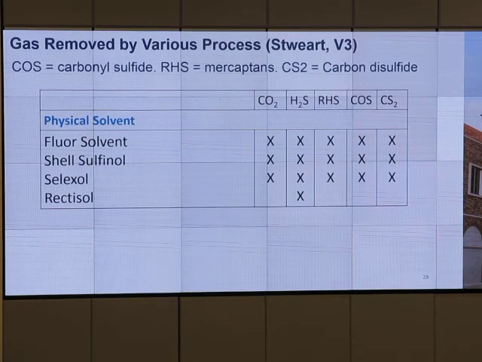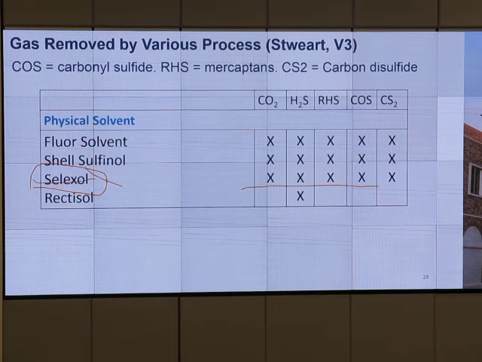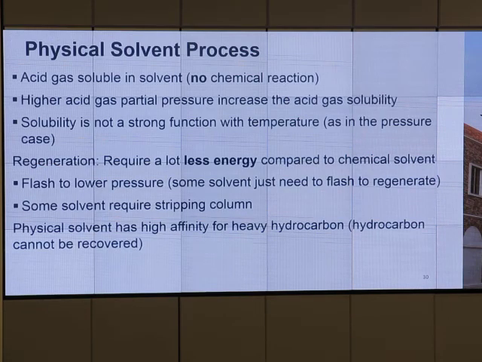Okay. Physical solvent. The part that I emphasize is Selexol, because we have seen it in the gas plant. Do we use Selexol in the field? No. Okay. Selexol removes everything. But there are several kinds of configuration. Selexol is licensed by UOP, Universal Oil Products. I think that's UOP, Honeywell UOP.